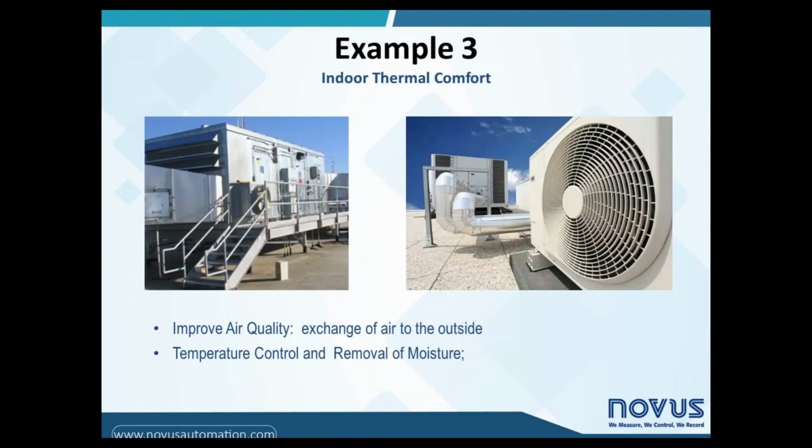The last example requires indoor thermal comfort. The main issue here is to control the temperature within limits and to remove air moisture and keep it inside the fine band. An additional requirement is to improve the air quality, which demands exchange of air with the outside. Again, RHT climate is suitable, and both output alarms can be used to control the operating bands for humidity and temperature.